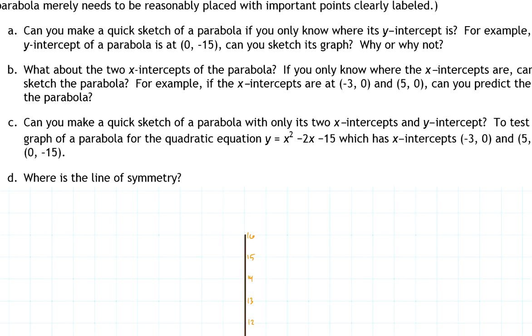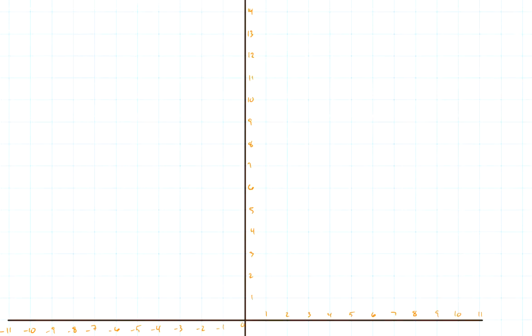Can you make a quick sketch of a parabola with only its two x-intercepts and y-intercept? To test this idea, sketch the graph of the parabola for the quadratic equation y equals x squared minus 2x minus 15, which has x-intercepts at (-3, 0) and (5, 0), and a y-intercept at (0, -15). Where is the line of symmetry? So this one is basically putting the two together. It's saying, what if you have the information from A and B? Is that enough? Let's consider that.